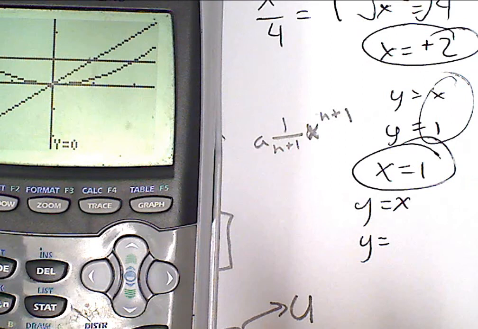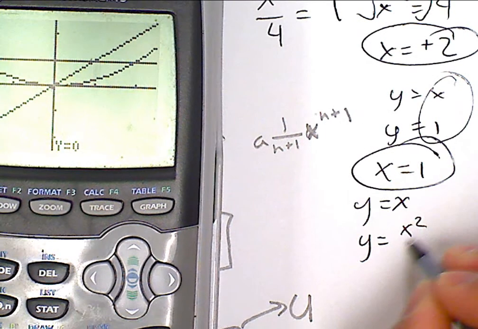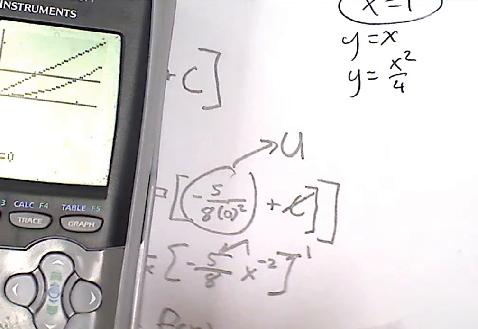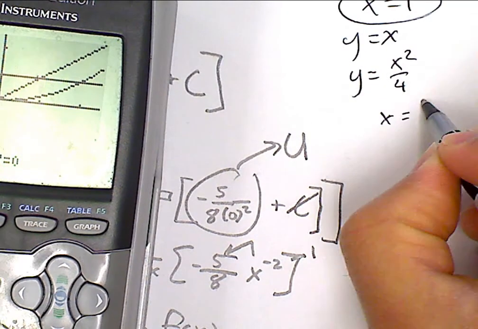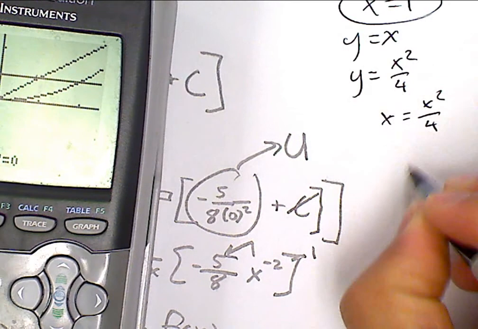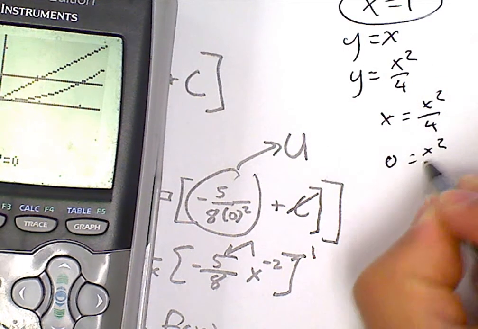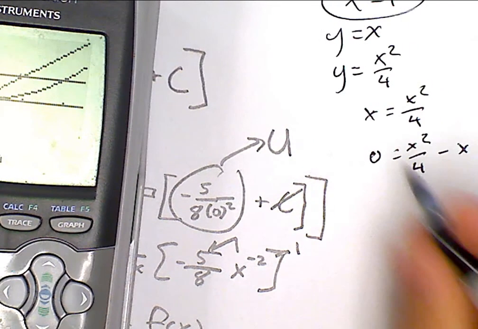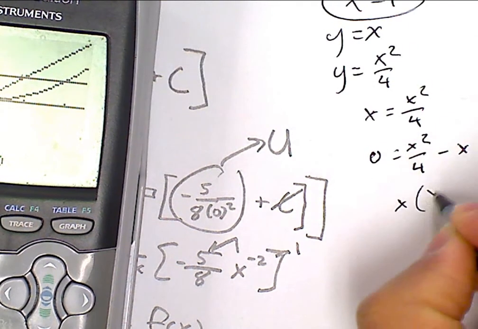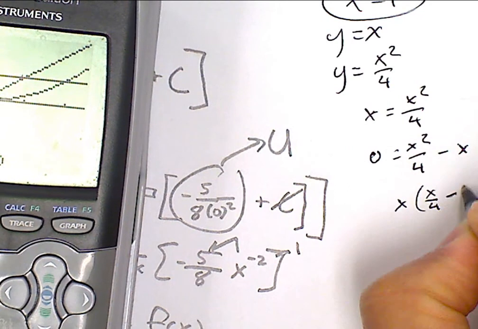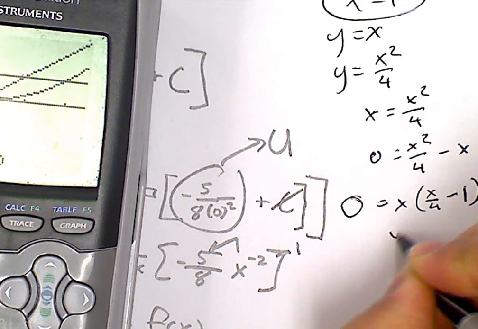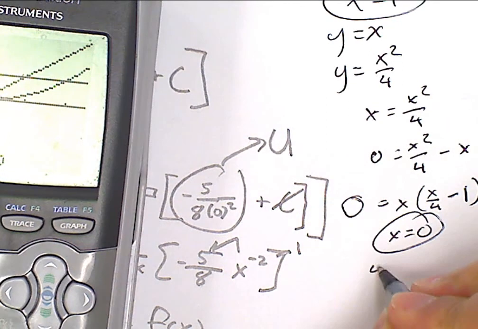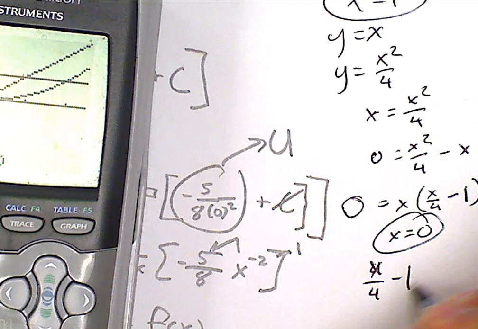y equals x squared over 4. And that's the one we just worked out. So let me go ahead and work it out again. All right, real quick. So that's x equals x squared over 4. And then that's 0 equals x squared over 4 minus x. And then factor out an x. And I'm not going to multiply both sides by 4. So x equals 0, that's the one we use. And x over 4 minus 1 equals 0.